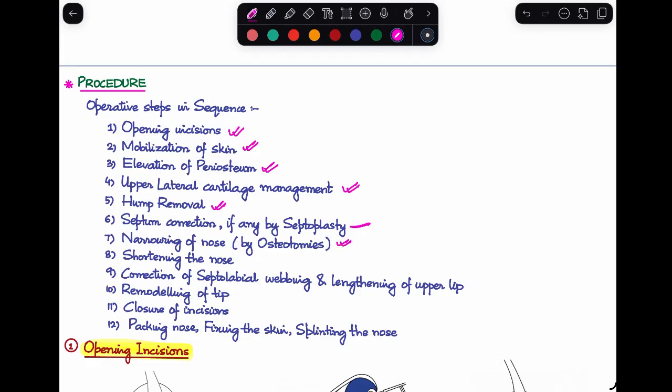Next, we move on to narrowing of the nose. And here we do narrowing of the nose by performing certain osteotomies. After narrowing of the nose is done, so first we have taken care of the width of the nose, then we will shorten the nose. Next, we have correction of the septolabial webbing and lengthening of the upper lip. Lastly, we'll take care of the tip region, and after the tip region has been taken care of, we'll close the incisions, pack the nose, fix the skin, and splint the nose. So this is in short a sequence that we will be following in today's discussion.